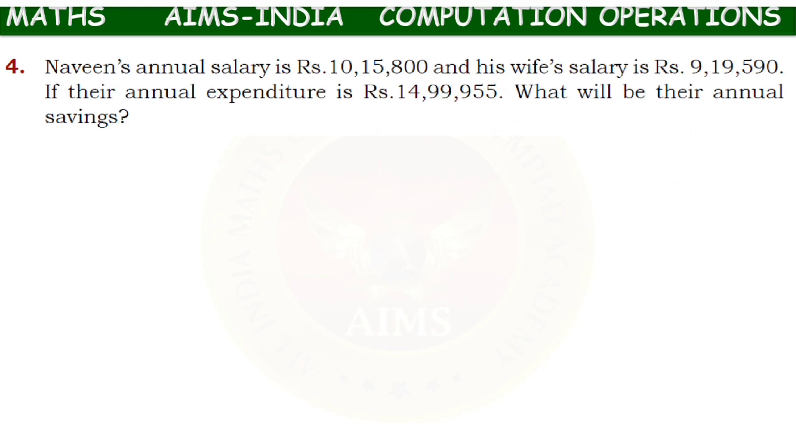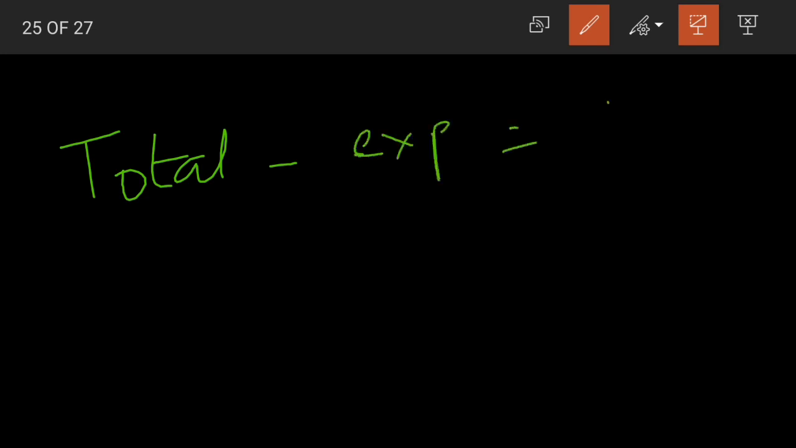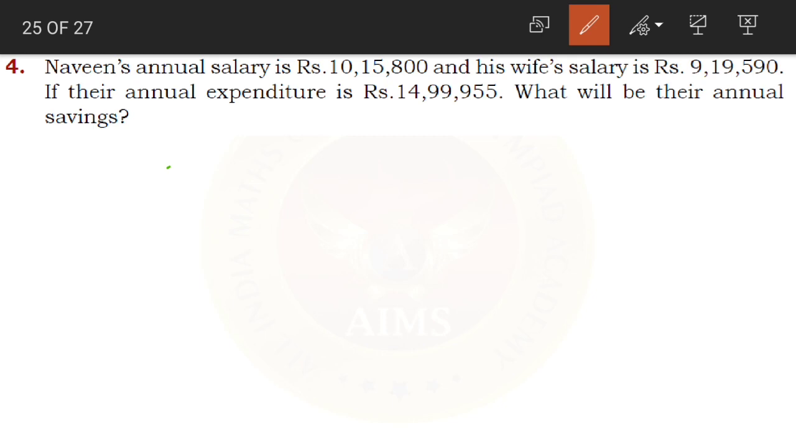What will be their annual savings? Again, as discussed, from the total amount we spend some amount. We use money to buy certain things, so that is called our expenditure. Now after we have paid for all the expenditure, we will be left with some amount. That amount is called savings. From this, what did you understand? From the total amount we need to subtract the expenditure.